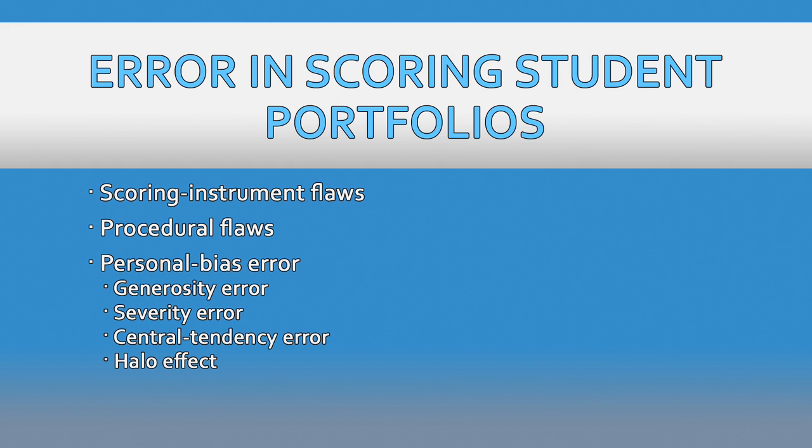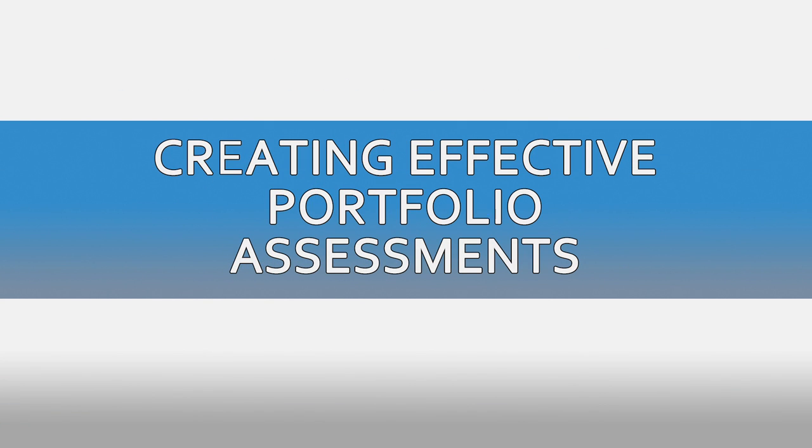And as with performance assessment, personal bias error may occur with portfolio assessment. You might be overly generous to all students, or you might be overly severe to all students. There might also be central tendency error where everybody's clustered in the middle. And then finally, your scoring might demonstrate the so-called halo effect, where some students are scored overly generously, whereas other students are scored harshly. That's all for now about creating effective portfolio assessments.